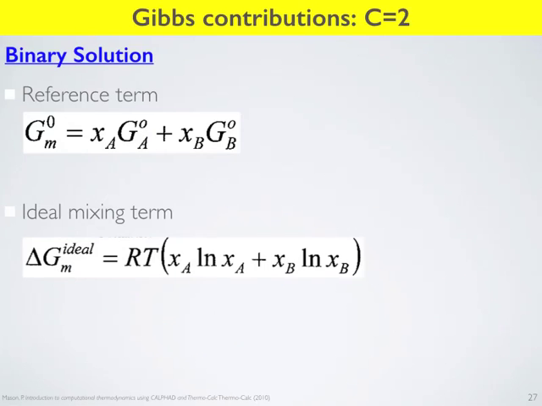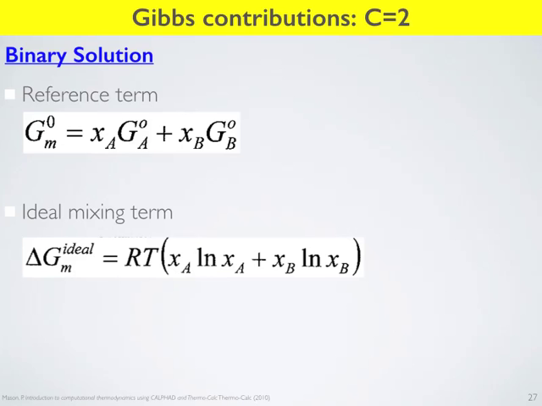Okay, so let's look at the first non-trivial case, which is a two-component, so a binary solution. The reference term just looks like this. The Gibbs free energy for my binary solution is the Gibbs free energy of A times the mole fraction of A plus the Gibbs free energy of B times the mole fraction of B. So that's the reference state. It's the simplest thing you could do.